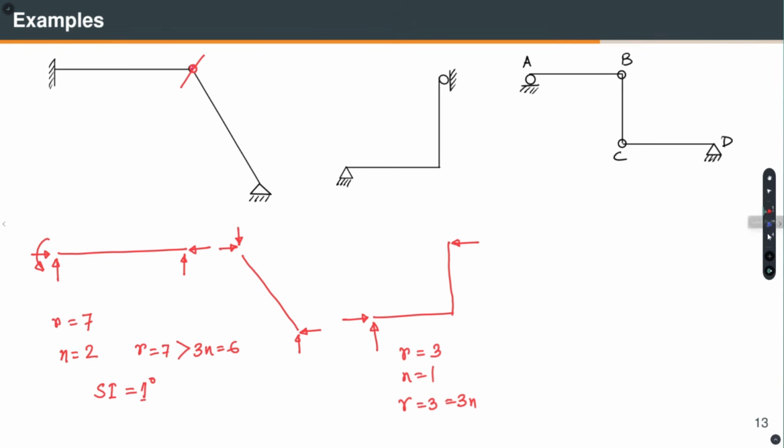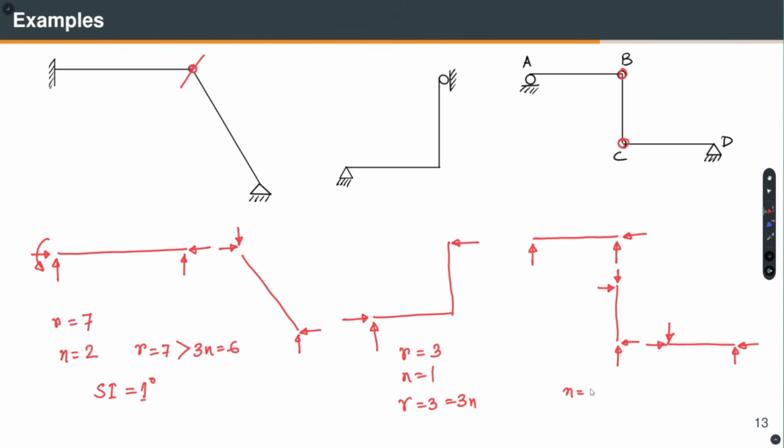Now, let us talk about this example. Okay. So, in this example, we have one internal hinge here, another internal hinge here, right. So, how many unknown reactions are there? So, there is one here. Let us draw the free body diagram. Okay, like so, and then here, I have 2, equal and opposite. Okay, that is it.